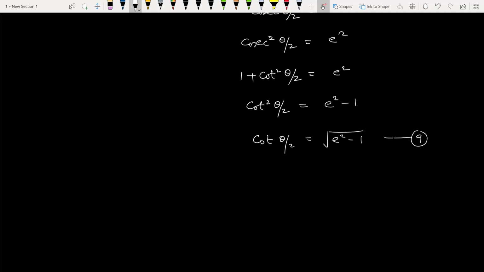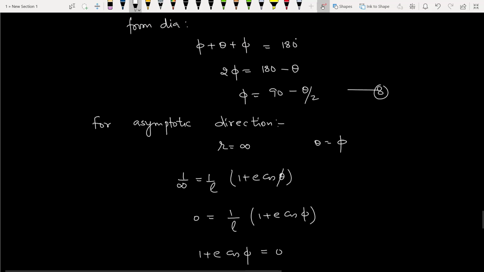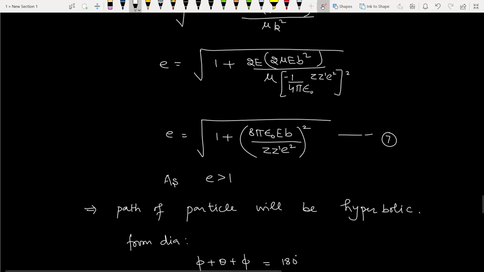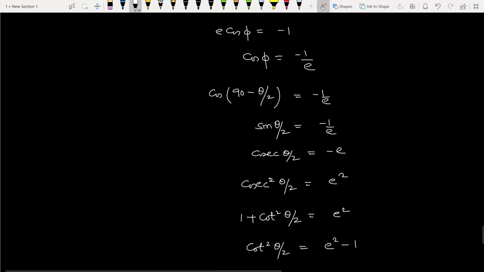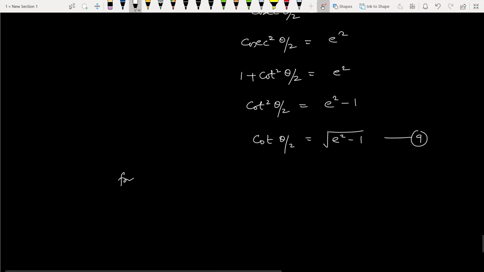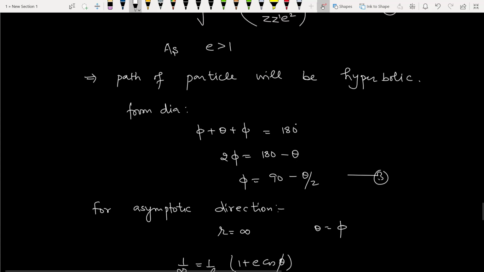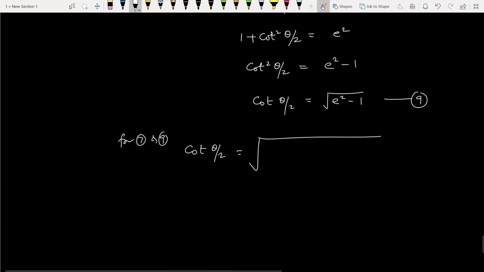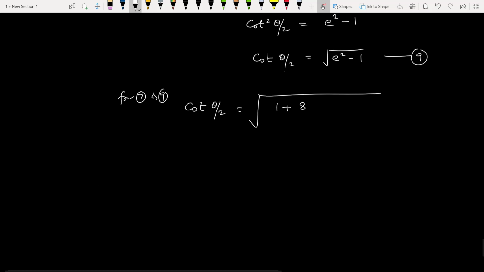So now we have equation number 9, and this is 7. So from 7 and 9, cot of theta by 2 is equal to e square minus 1, so it is 1 plus 8 pi epsilon naught e b upon z dash e square, whole square, minus 1.